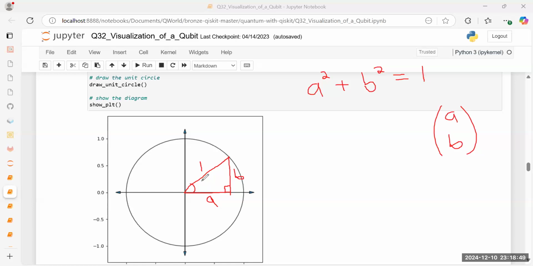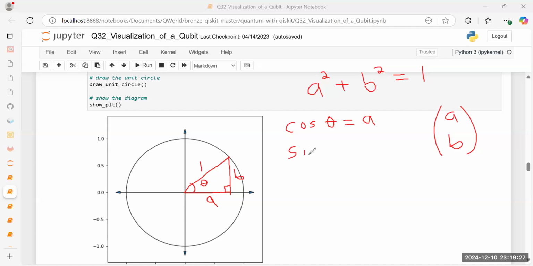Okay, so for an angle theta here, we can say cos theta is equal to the adjacent side over the hypotenuse. But dividing by 1, we're still going to get exactly the same thing. So I'll just leave this as A.